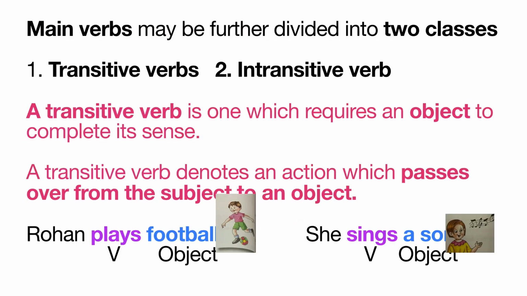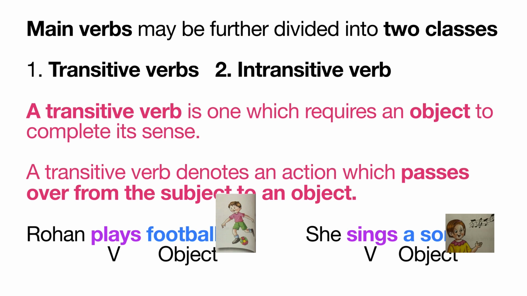Now we will learn about transitive and intransitive verbs. A transitive verb is one which requires an object to complete its sense. Students, the word transit means to carry the people or things from one place to another. So, in the same way, a transitive verb denotes or represents an action which passes over from the subject to an object. Let's see the examples.